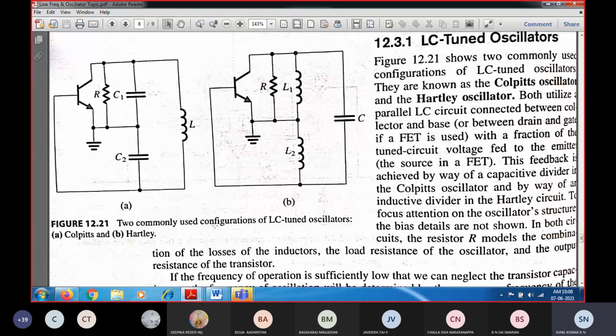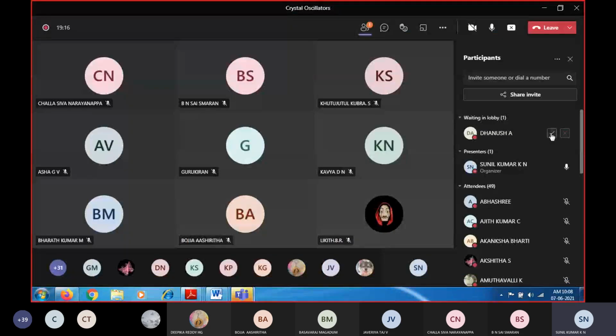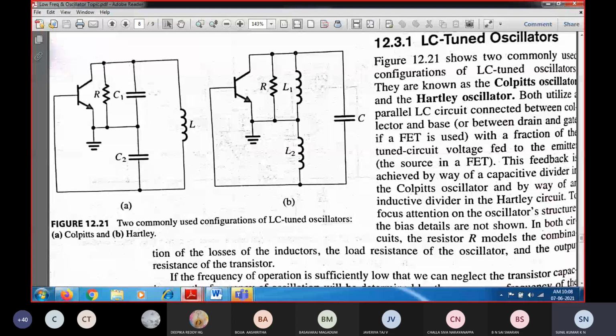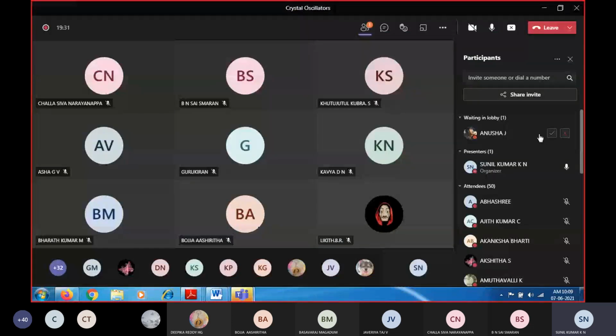We also know that the frequency of sustained oscillations of the RC phase shift oscillator is less than a few hundreds of kilohertz. So in order to get a higher frequency of oscillation, we go for the LC oscillator as well as the crystal oscillator. Today we are going to discuss that.